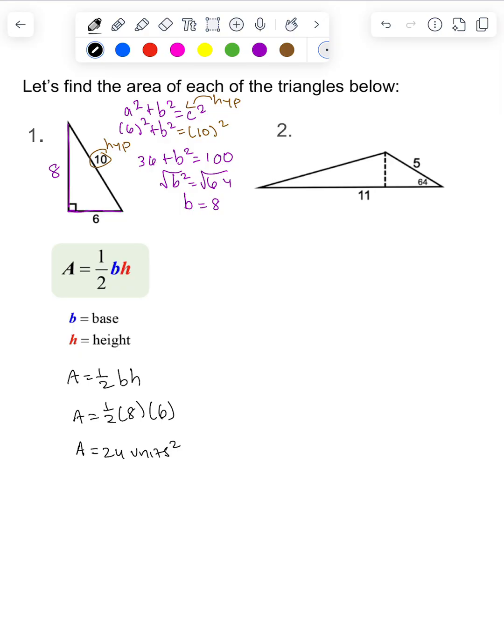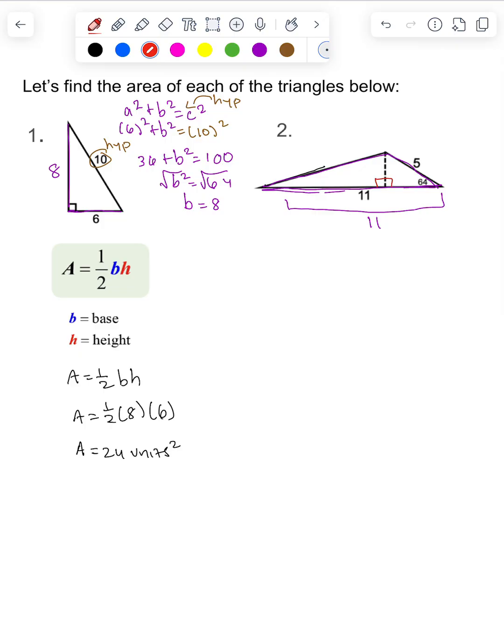The next one is a little bit trickier to find the area, and we're going to find the area of the whole big triangle. So I'm going to outline it in purple. We're going to find the area of this whole triangle. We do know the base is 11, but the problem is that we're not given a height. If this dotted line is an altitude, we can definitely find the height, but it's not provided to us.